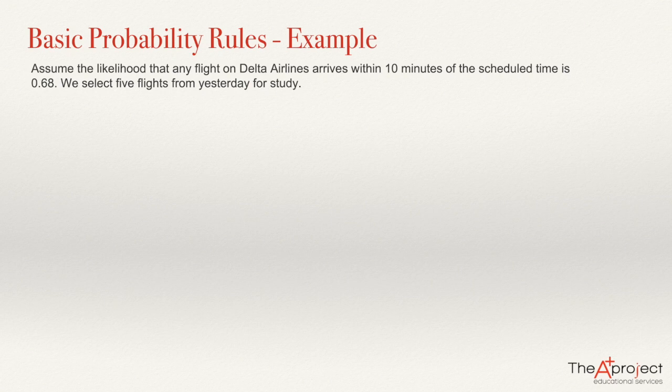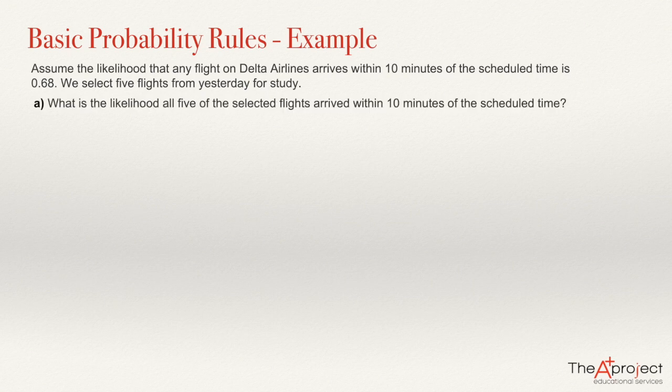Assume the likelihood that any flight on Delta Airlines arrives within 10 minutes of the scheduled time is 0.68. We select 5 flights from yesterday to study. A. What is the likelihood that all 5 of the selected flights arrive within 10 minutes of the scheduled time?